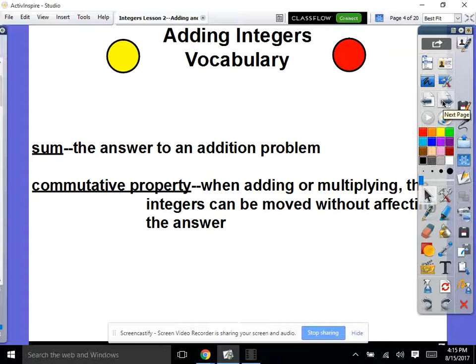Commutative property just states that when you are adding or multiplying, the integers can be moved without affecting the answer. So if you think about every day you commute back and forth to school, commutative property, you're moving. Just like you move from home to school, commutative property in addition and multiplication says that you can move those integers without affecting the answer.